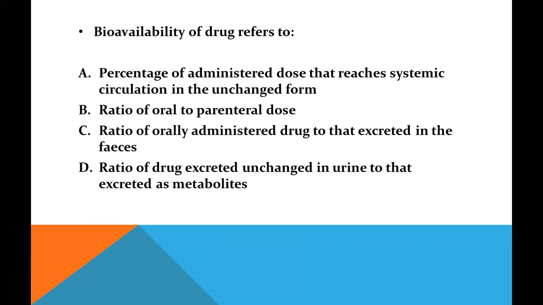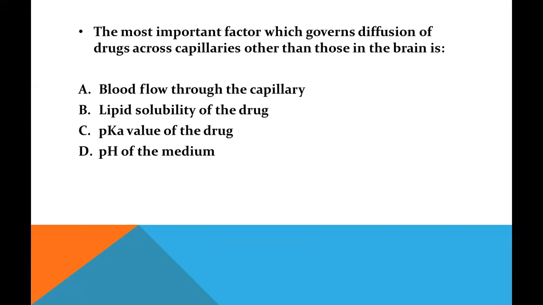It refers to the ratio of oral to parenteral dose, or option C, ratio of orally administered drug to that excreted in the feces. And D is ratio of drug excreted unchanged in the urine to that excreted as metabolites. So the correct answer is option A. Bioavailability is the percentage of administered dose that reaches the systemic circulation in unchanged form. Now moving to the next question.